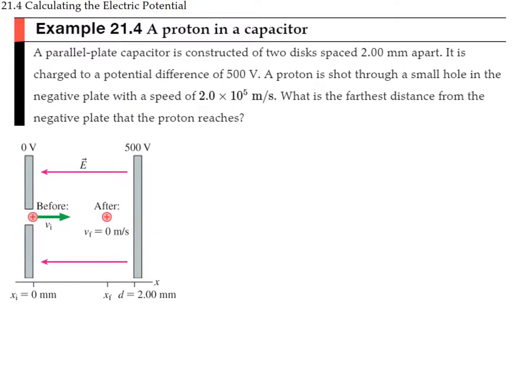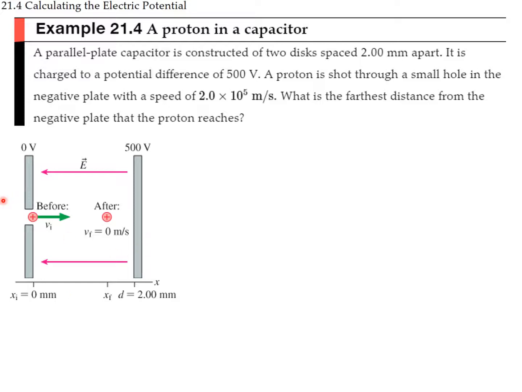Well, that tells you how the potential varies between two parallel plates. Let's look at this example. A parallel plate capacitor is constructed with two discs separated by 2 millimeters apart. So this distance is 2 millimeters. And it is charged to a potential difference of 500 volts. So if this is 0, then this is 500 volts.